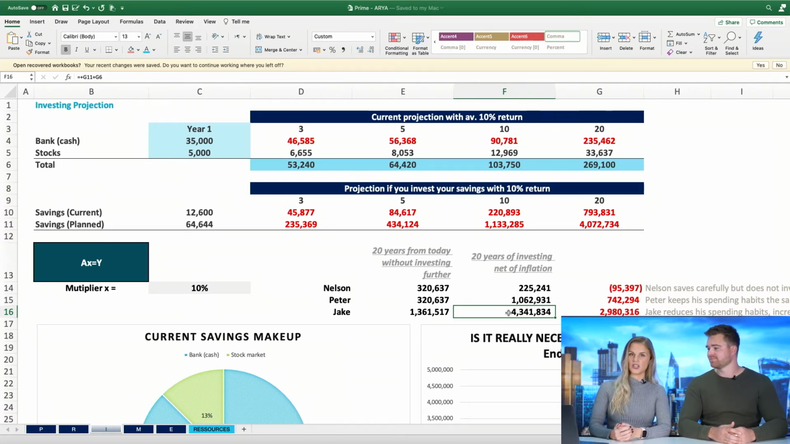Now, which person are you? You can literally see here, go through it yourself. Which person are you right now? And what are the actions you need to take to become Jake? We all want to become Jake. That is the goal here. So how are you going to do it?